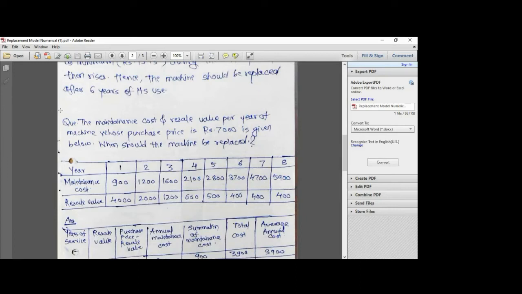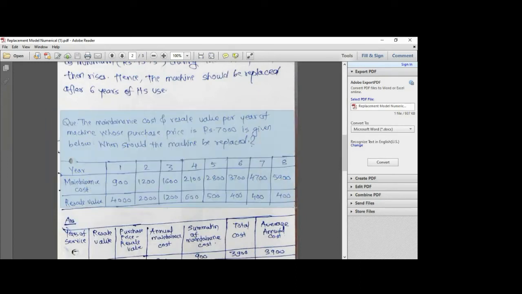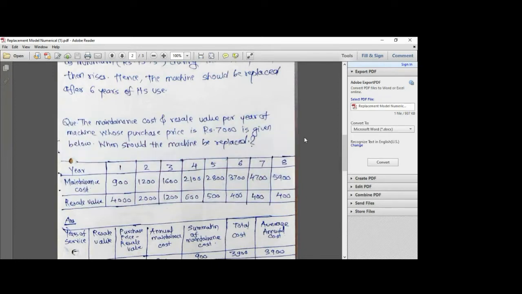Let me read the numerical first, and then we'll start to understand it. The maintenance cost and the resale value per year of the machine whose purchase price is rupees 7,000 is given below. When should the machine be replaced? They have given us the years. There are 8 years, and the data regarding maintenance cost and the resale value for all these years is given to us, right?